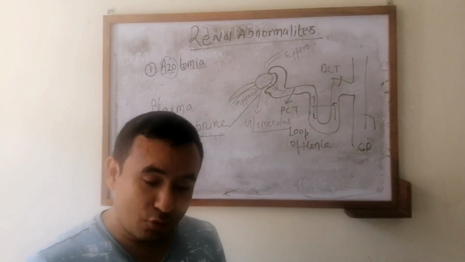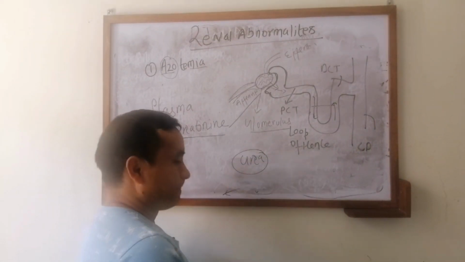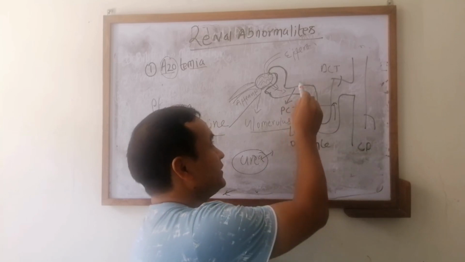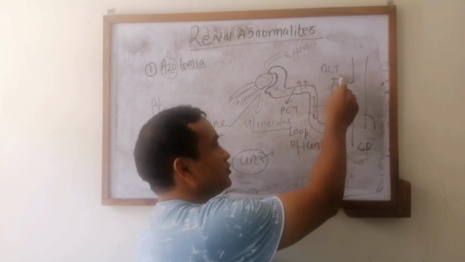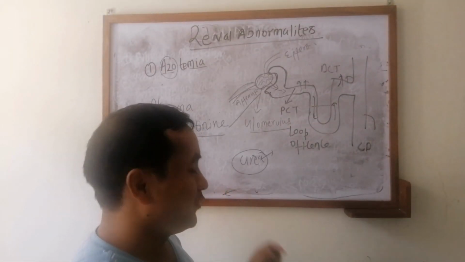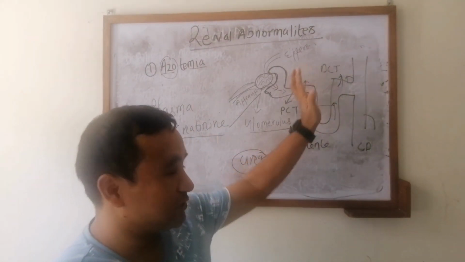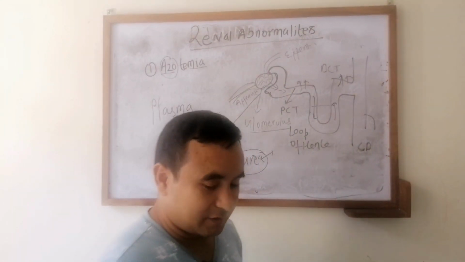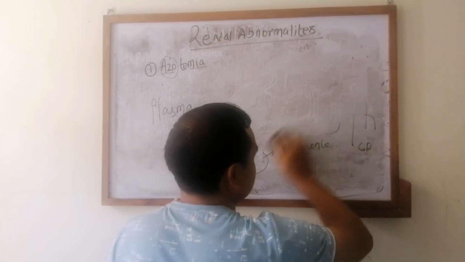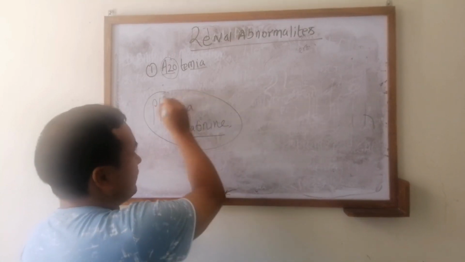Okay. Then why are we not using urea? Urea is also filtered out from the glomerulus, but some of the urea gets reabsorbed easily through the tubules, so the level of urea cannot exactly reflect the glomerular filtration rate. That's why we use the plasma creatinine to estimate the eGFR. So what is the fallacy with the plasma creatinine?